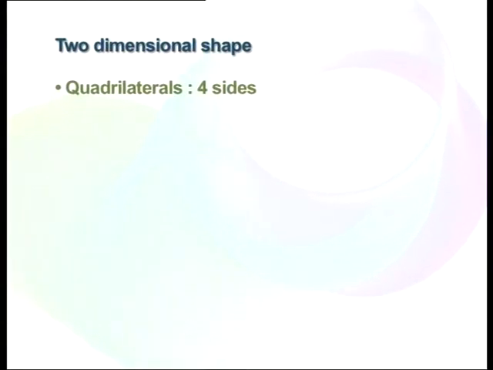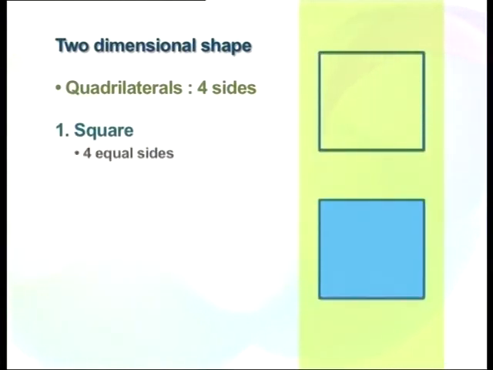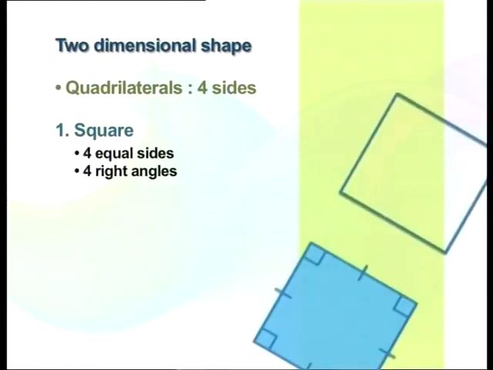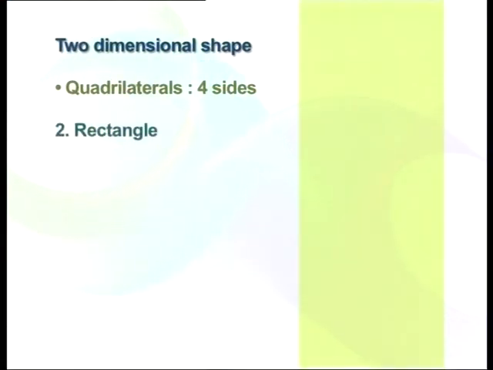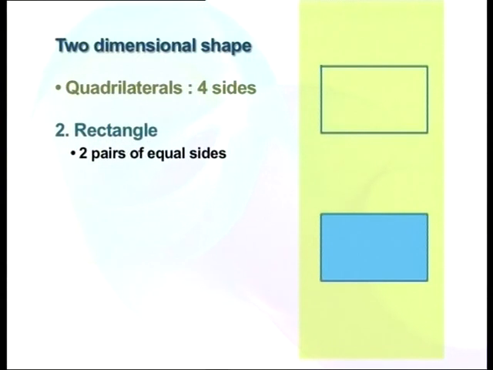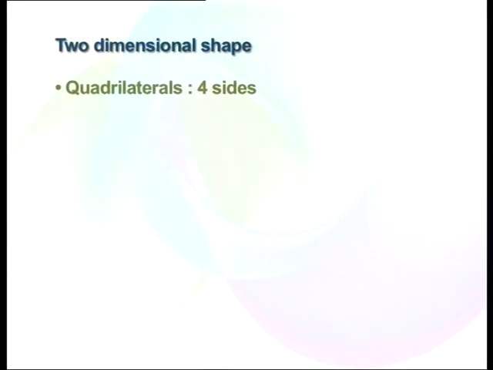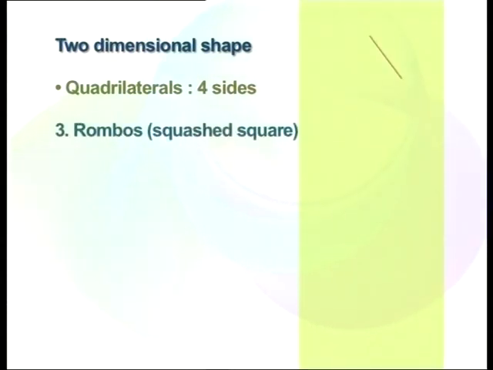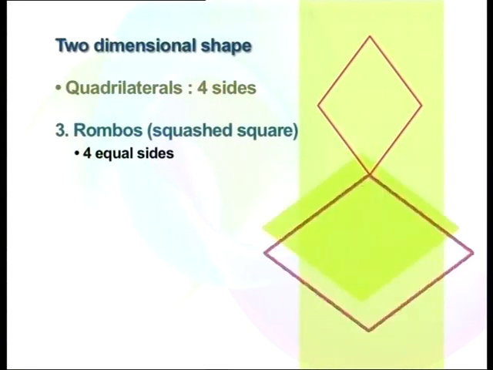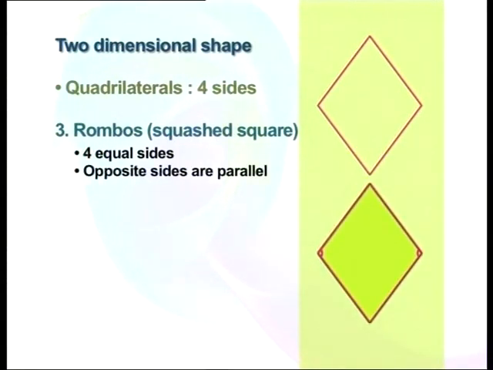A quadrilateral has 4 sides. Some of the quadrilaterals are 1. Square, which has 4 equal sides and 4 right angles. 2. Rectangle, with 2 pairs of equal sides and 4 right angles. 3. Rhombus, or squashed square. This shape has 4 equal sides, where opposite sides are parallel and opposite angles are equal.